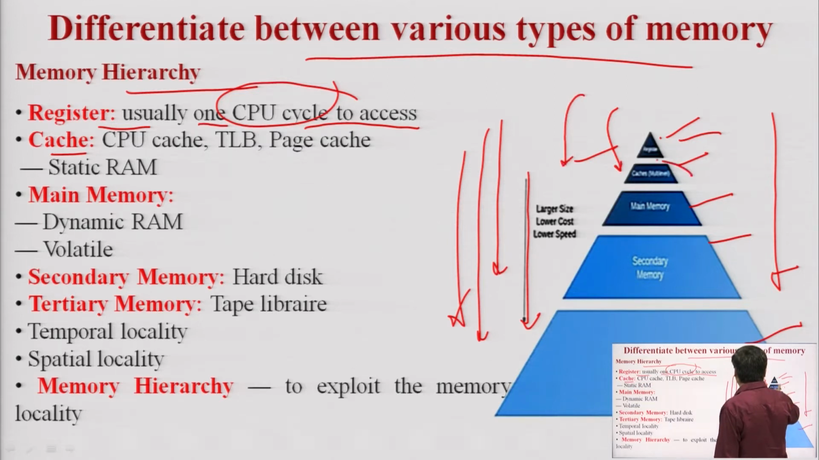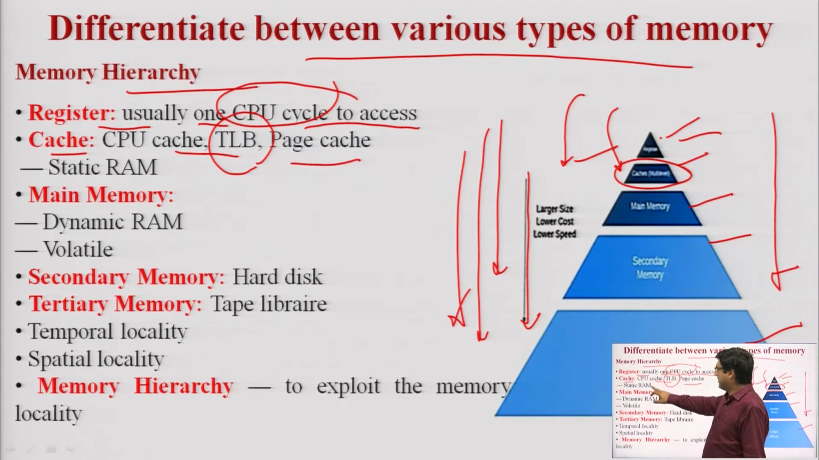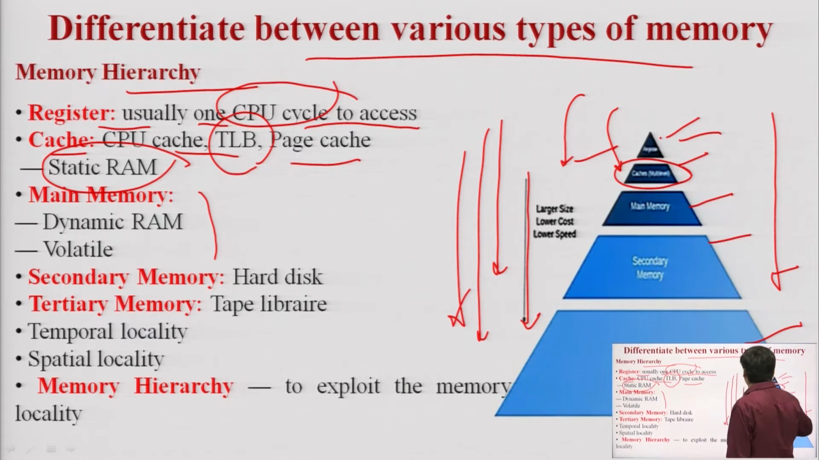It is at the top of the memory hierarchy. So, it has a CPU cache memory, TLB, page cache. They are all deployed utilizing the static RAM memory. Now, if we are looking into the main memory, this main memory is at a lower hierarchy than the cache memory. It has a lower speed as compared to cache memory.